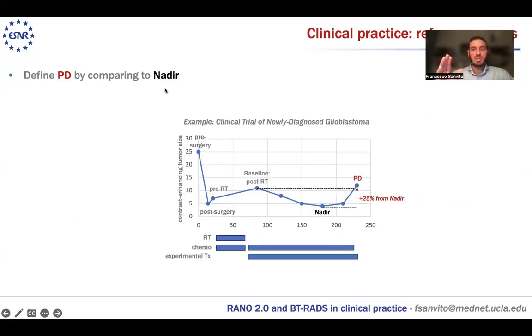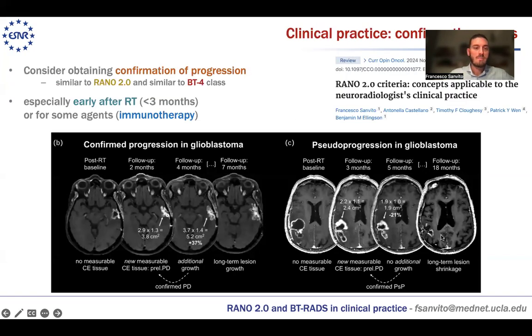I like also the concept of trying to be mindful of what reference scan we're using for progression definition. And we should try our best to compare to nadir. If we just compare to the previous scan, maybe we're not seeing that much of a growth, but then we go back and look at the nadir and maybe we do see an actual growth, meaning that the tumor really restarted growing over time. Of course, I'm mentioning the nadir as the tumor at its smallest size within the same treatment. Let's not go back and compare to the nadir of previous treatments 2 or 3 years before.